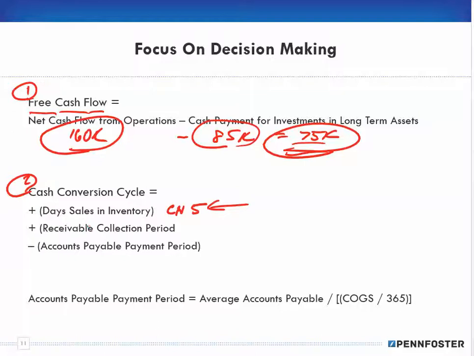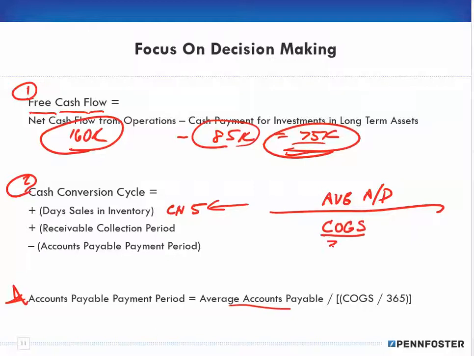Then we have to add in the receivable collection period, and then we subtract out the accounts payable payment period. And notice that right here is the formula for the accounts payable payment period. We take our average accounts payable, and I'm going to divide it by the cost of goods sold, which is divided by 365. So this is what the formula actually looks like, written out in a more formulaic view.